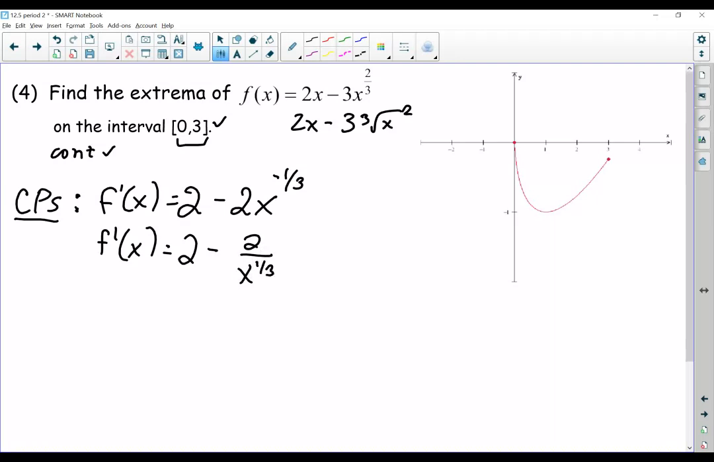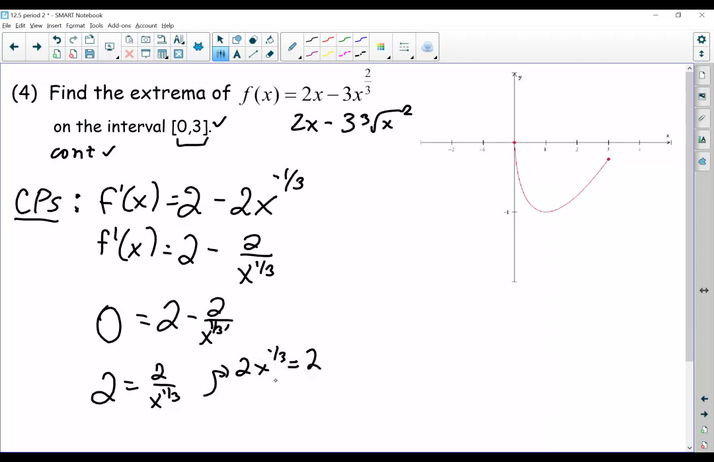Now if I look at that, team, and I try to set this equal to 0, I'm going to get 2 equals 2 over x to the 1/3. That's going to give me 2 x to the 1/3 equals 2. X to the 1/3 equals 1. I would cube both sides to eliminate the 1/3 power, and I would get x equals 1. Is 1 within my domain? Okay, I found a critical point.